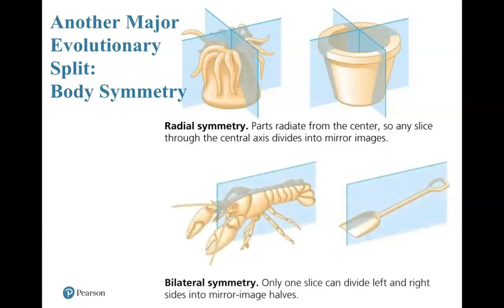Bilateral symmetry is different from radial symmetry in that only one slice is going to divide it into mirror images, mirror halves of each other. So that's this crustacean here. If I actually cut it this way, this side, I'll go ahead and say the right side of that creature is going to be mirror images to the left side of that slice. But let's say I sliced it this way. Well, this side is quite different from this side, so I can't slice it that way. So there's only one way I can slice it to get mirror images. That's called bilateral symmetry.